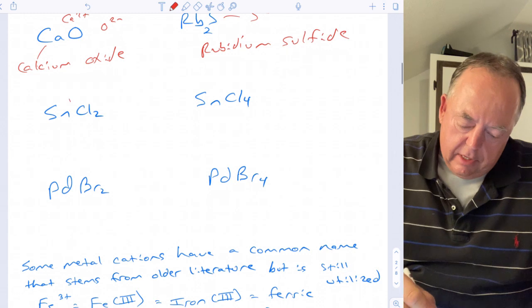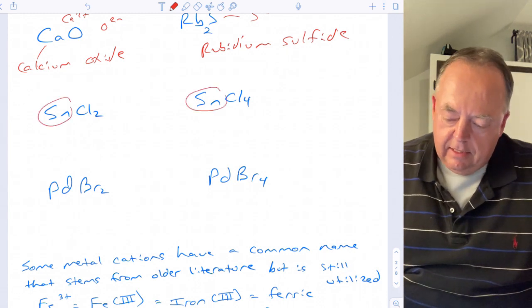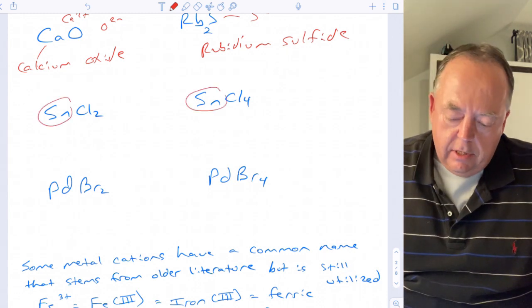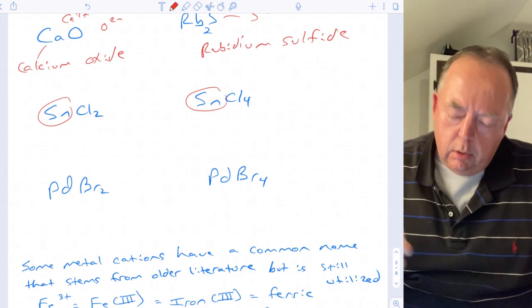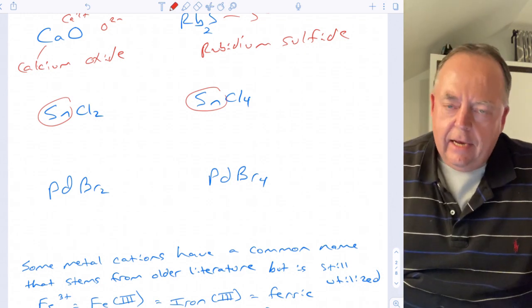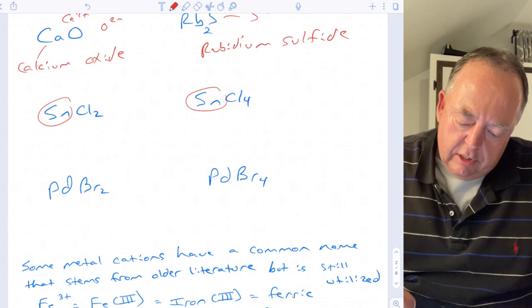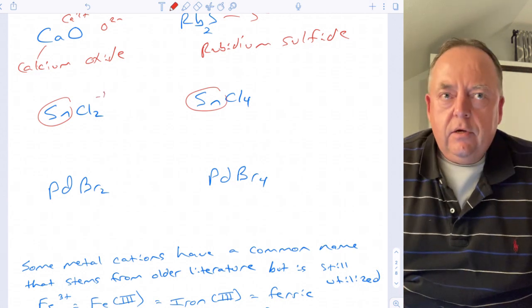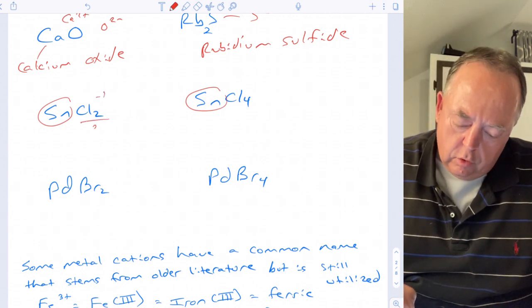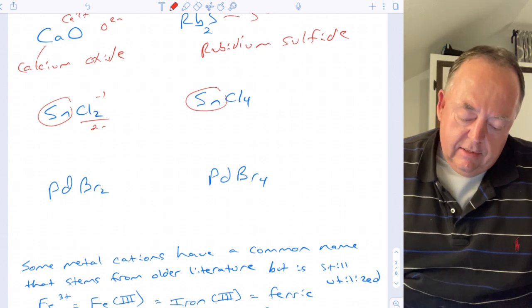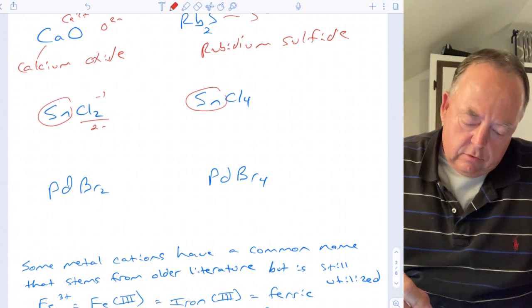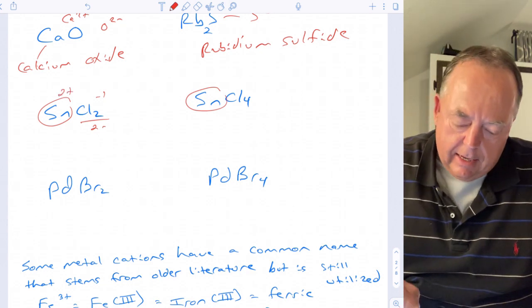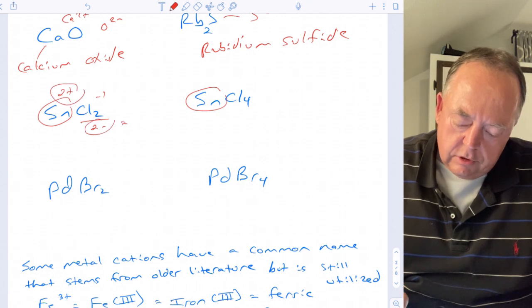Okay, so now we have tin. And tin is one of those metals that can be different charge states, right? It can be +2 or +4. So how do you know what it is? You know what it is because you know what chlorine likes to be. Chlorine likes to be -1, and there's 2 chlorine, so that's 2 negatives. So, and tin has to balance that, so tin must be +2 because it has to balance to 0, right? That has to equal 0.